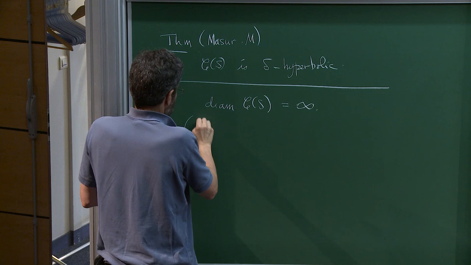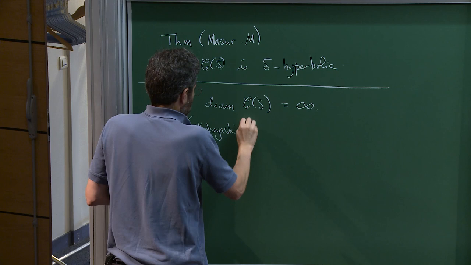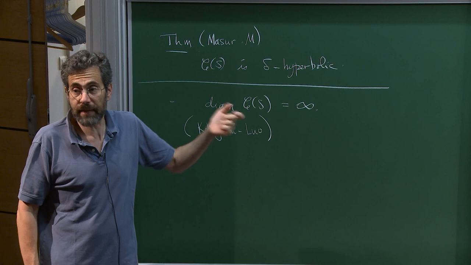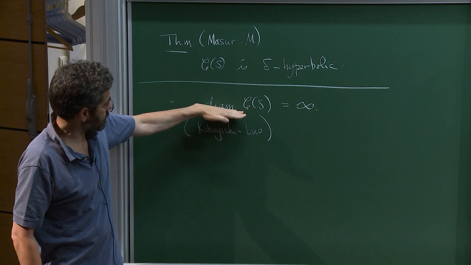The shortest proof I know was known from Kobayashi and Luo. It was told to me by Luo, I think. And that's kind of important if it's going to be any good for anything, right? A delta hyperbolic space with bounded diameter is, well, every space of bounded diameter is hyperbolic in a trivial sense. So it had better have infinite diameter.